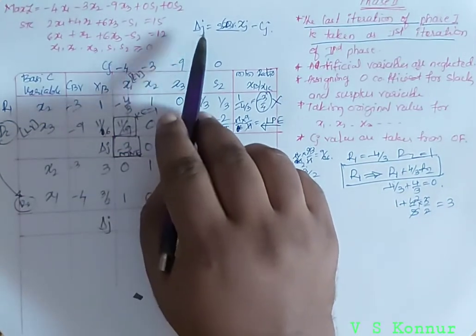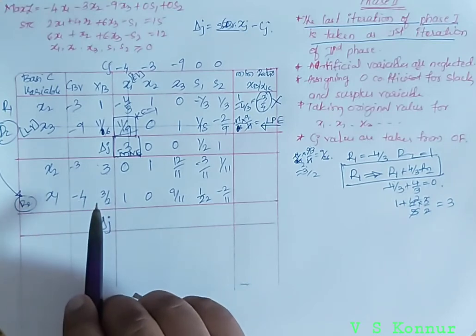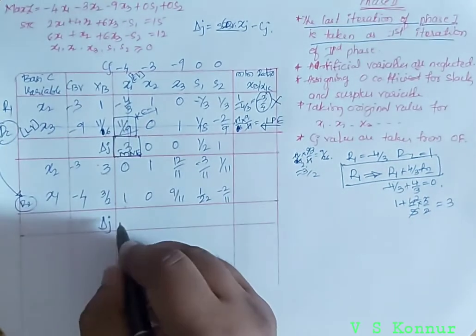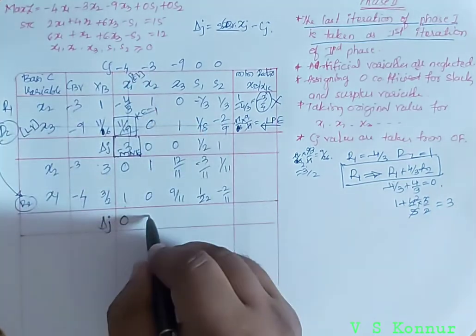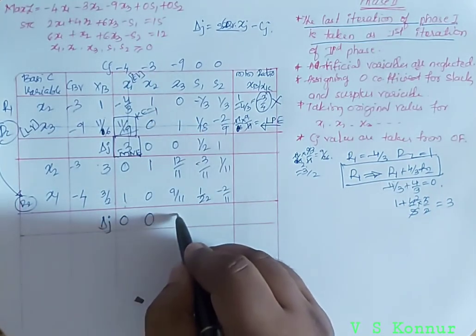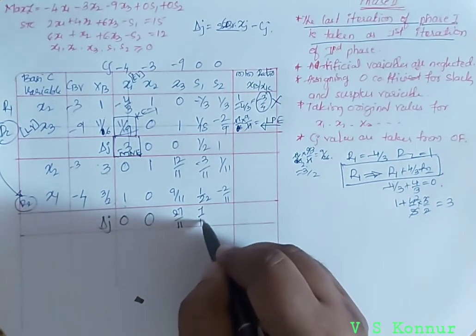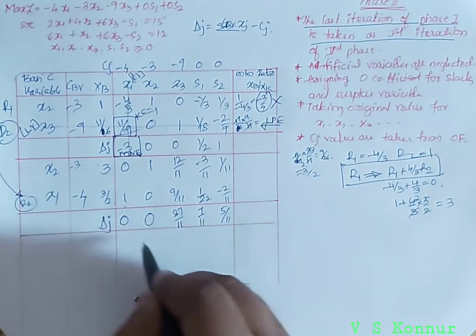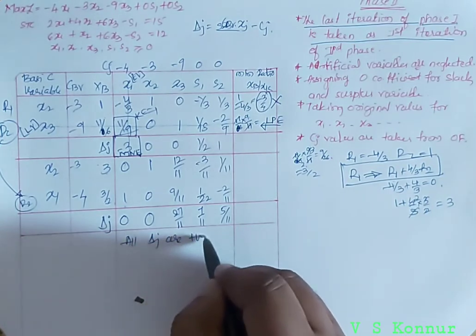Delta z is calculated by using the same formula. Now minus 3 into 0, minus 4 into 1. Minus 4, minus of minus 4, 0. This into minus 3, 0, minus 3, minus of minus 3, 0. The same way we will get here 27 by 11, 7 by 11 and 5 by 11. So all delta j are positive.